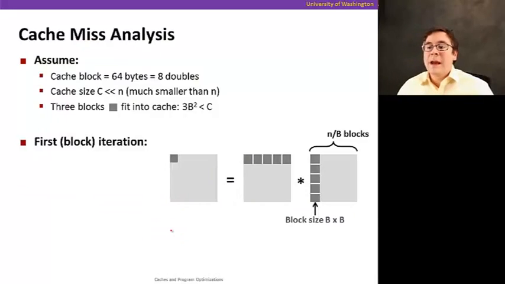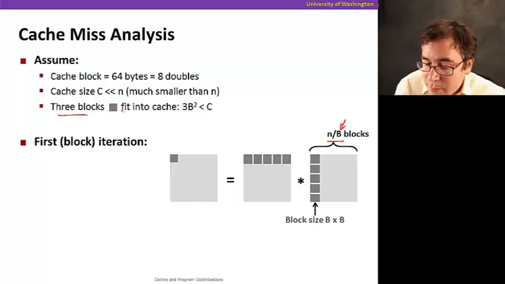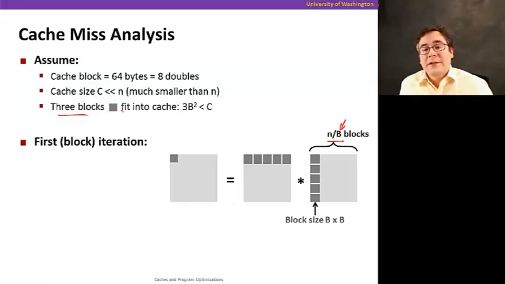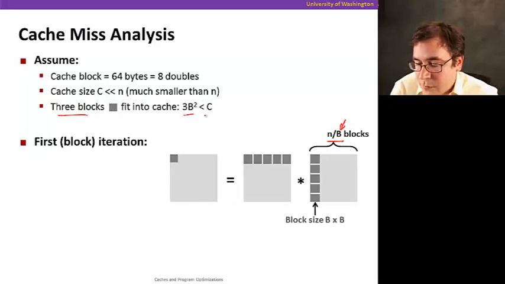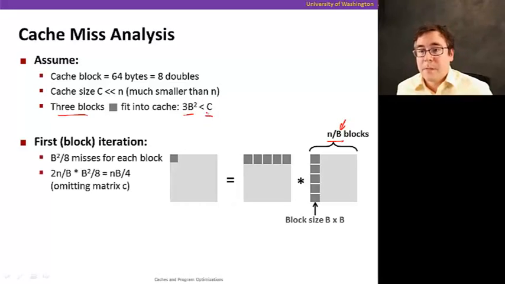So now let's do a cache miss analysis of this one. Okay? So now how many blocks are we going to have? Well, we're going to have n over b blocks, because b is the size of the block. Okay? And we know that 3 blocks fit in the cache. So that means that 3b squared is smaller than the cache size c.